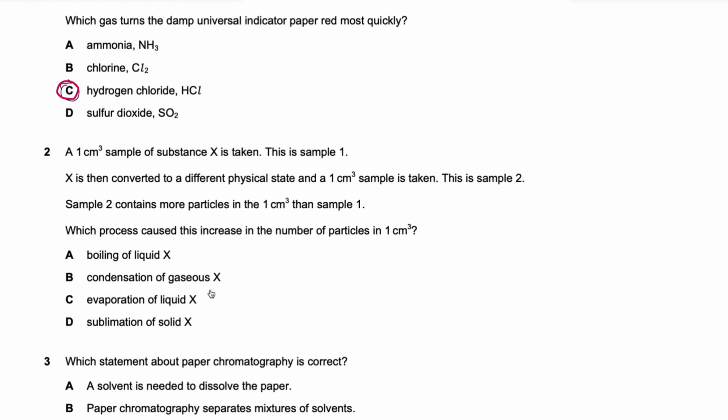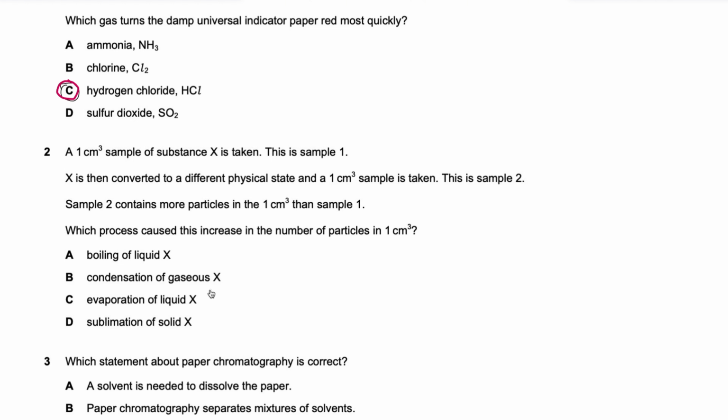A 1 centimeter cube sample of substance X is taken. Now this is sample 1. Now X is then converted to a different physical state, and a 1 centimeter cube sample is taken. This is sample 2. Sample 2 contains more particles in the 1 centimeter cube than sample 1.